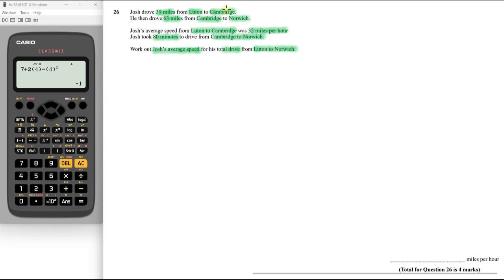We've gone from Luton to Cambridge and then Cambridge to Norwich. So to work out the average speed, well, it's going to be the total distance, and then we're going to divide that by the total time, because we're working out the average speed for the whole journey. So it's the total distance divided by the total time.